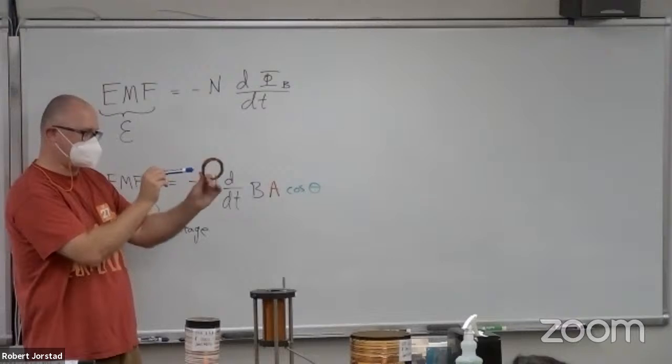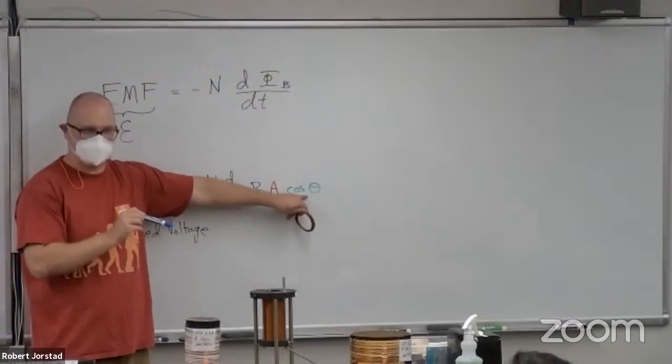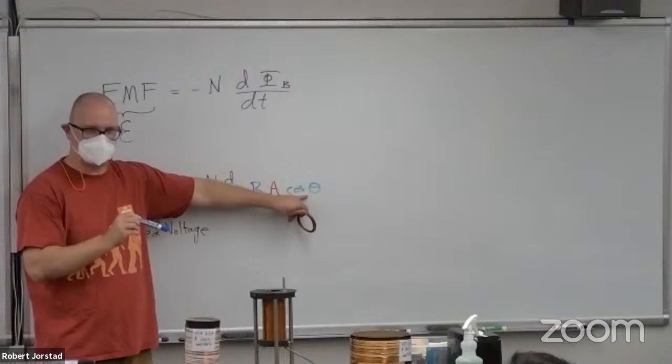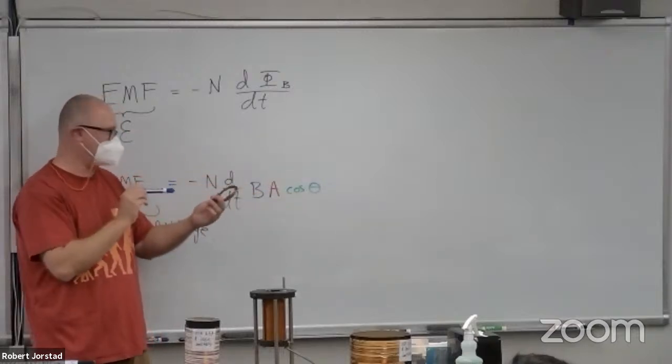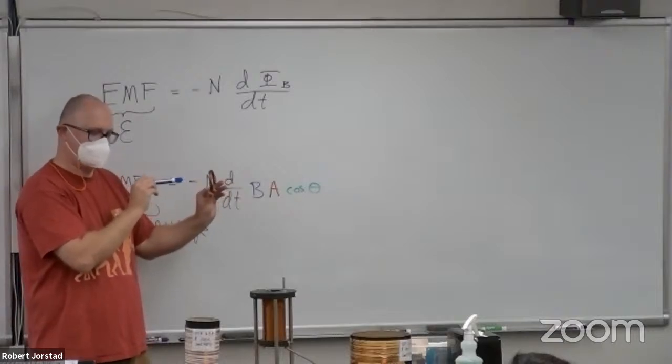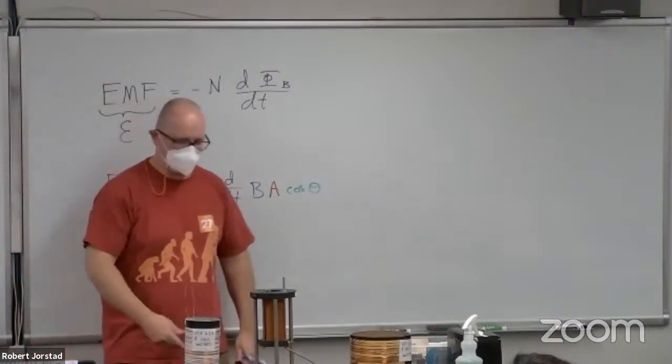Rotate it. Isn't that changing the angle? That's how most power generation works. You put big magnets and you have them spin, and they go past the loops and you generate electricity. What's the other way? Could you change the area?